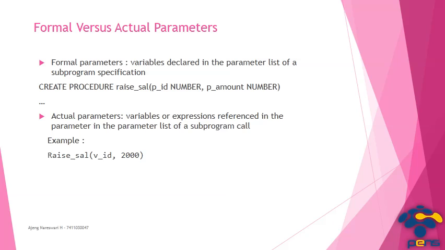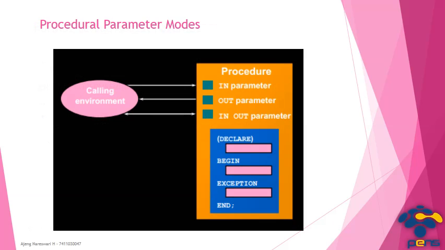Formal versus actual parameters. Formal parameters are variables declared in the parameter list of a subprogram specification. The syntax is CREATE PROCEDURE raise_sal(p_id NUMBER, p_amount NUMBER). And then actual parameters are variables or expressions referenced in the parameter list of a subprogram call. The example is raise_sal(v_id, 2000).